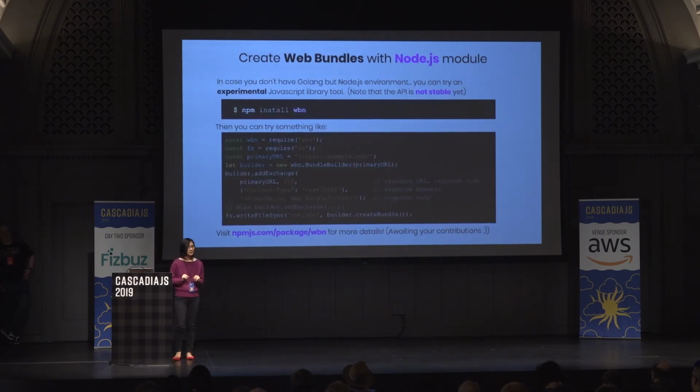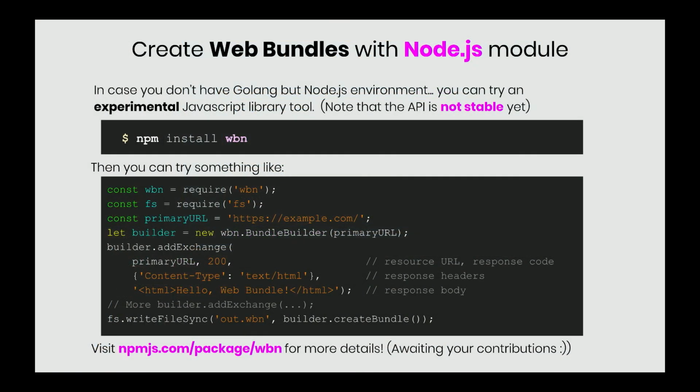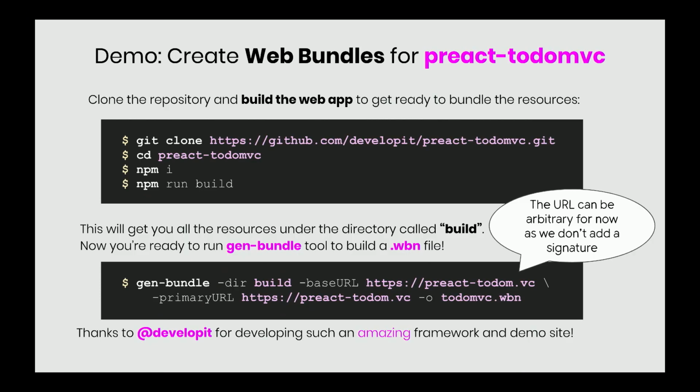But we figured that it's not the case that every developer has a Golang environment. So we are also trying to develop an experimental Node.js module, which is called WBN. It's still very experimental, but you can try it by typing npm install wbn. It provides a very simple API. It's very easy to use. You can create your bundle using Node.js.